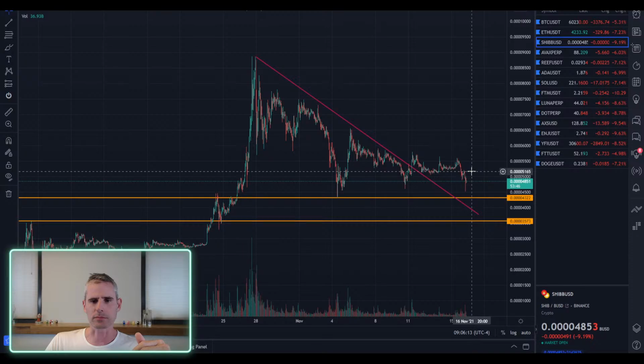So Avalanche, this is a nice trade. Let's look at a 4-hour chart.